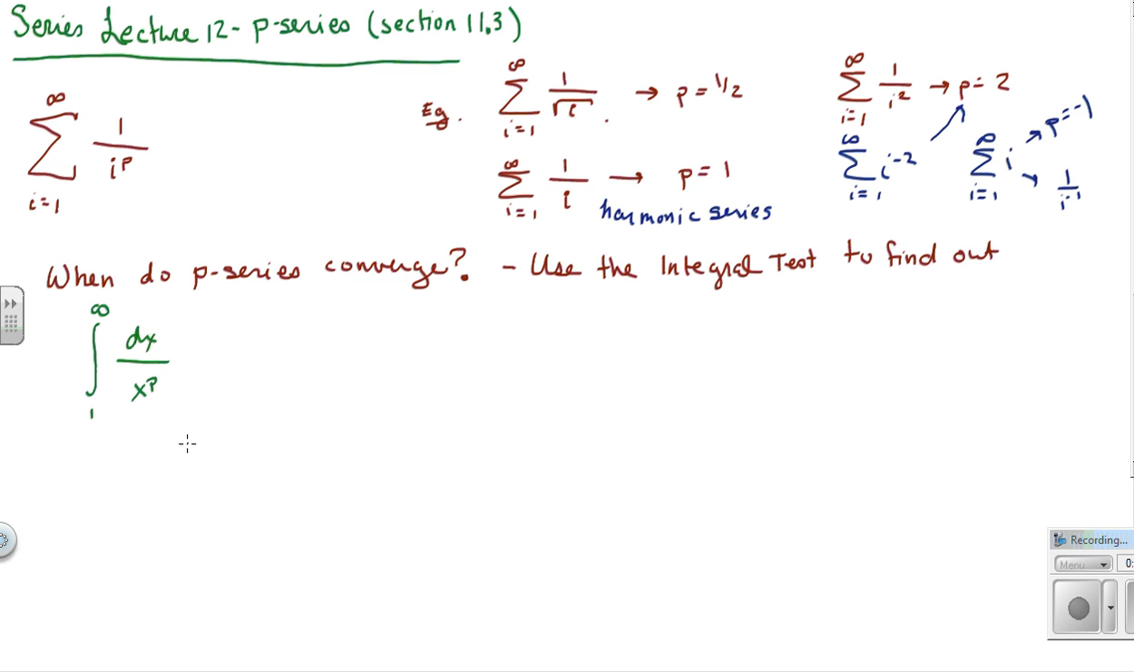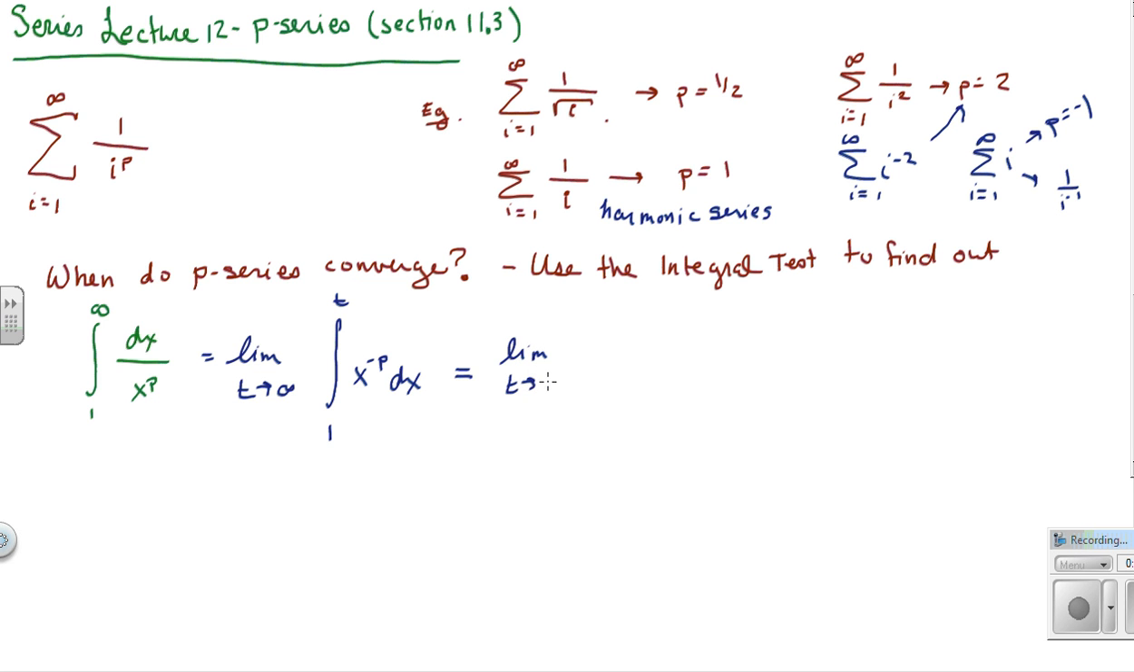Well, we're going to see if we can come up with a general idea of when these things converge or not. Now that we have the integral test, it's a perfect test to work with on this. So I'm going to take the integral from 1 to infinity of dx over x to the p, of course an improper integral, that is the limit as t goes to infinity of the integral from 1 to t of x to the minus p dx. I'm going to rewrite that, assuming p is not equal to 1.